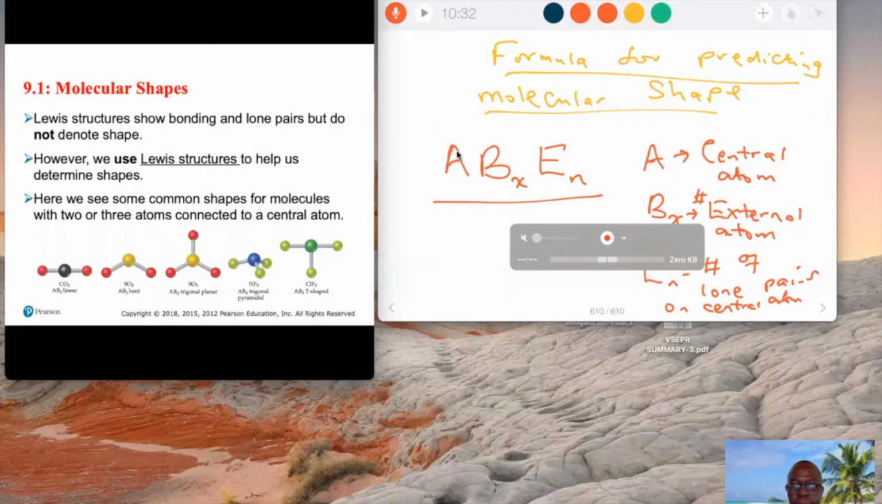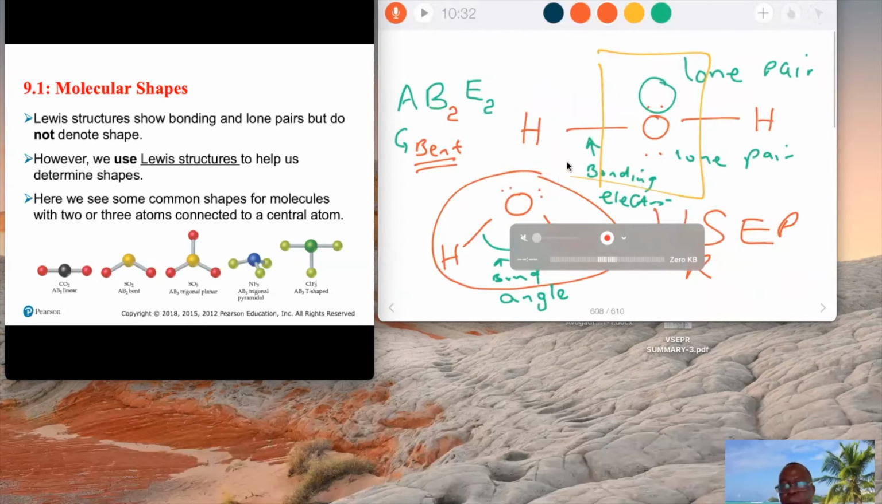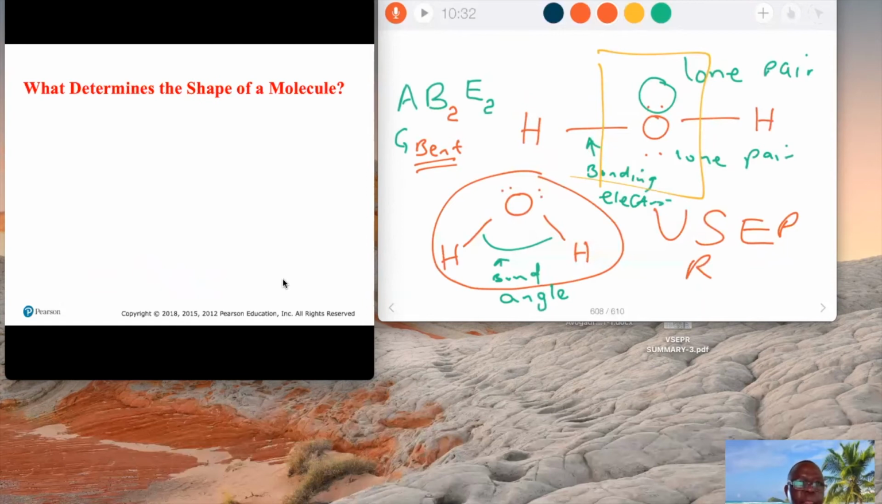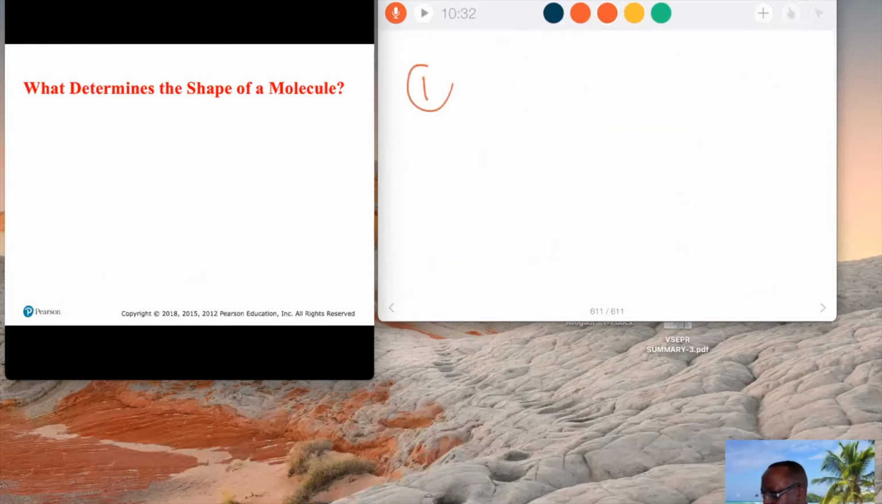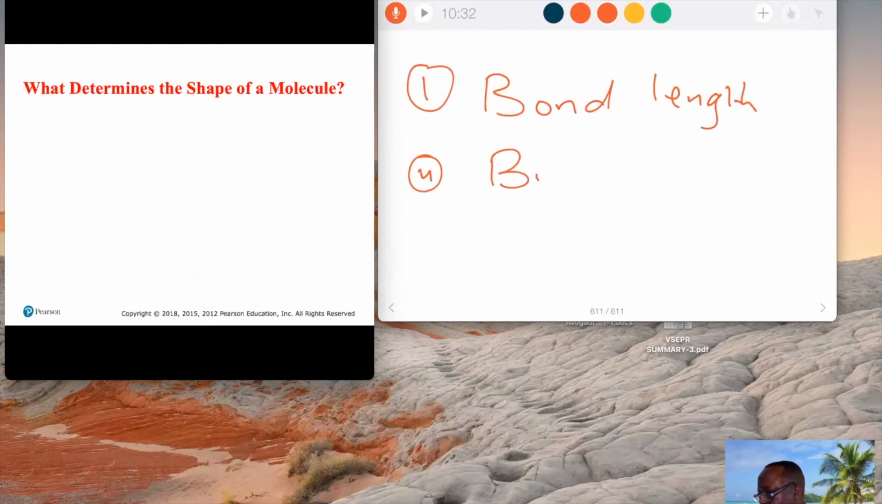A is the central atom. B is the number of external atoms bonded to the central atom. And this is the number of lone pairs on the central atom. Remember, molecular shape is based on the central atom. Two things determine the shape: bond length and bond angle. The bond length and the bond angle determine the shape of the molecule.